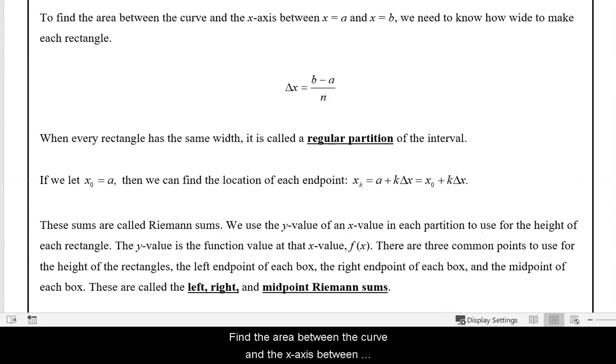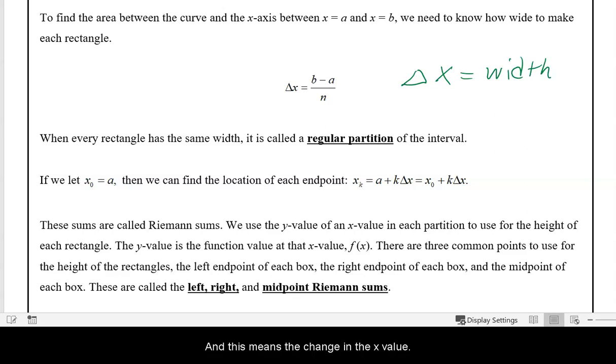To find the area between the curve and the x-axis between the vertical lines x equal a and x equal b, you need to know how wide to make each rectangle. In general, we use the formula that delta x is equal to (b minus a) divided by n. In this case, delta x becomes the width of each box. Delta stands for change, and this means the change in the x values. This is the width of each rectangle.